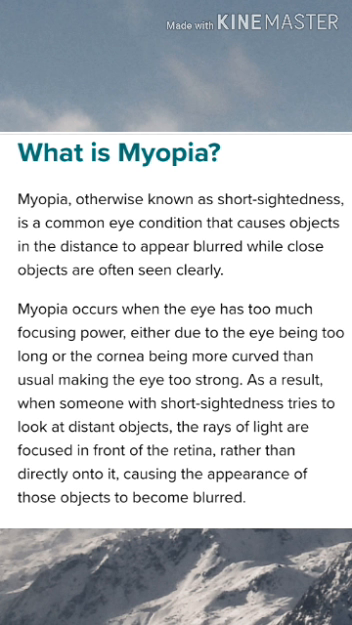As a result, when someone with short-sightedness tries to look at distant objects, the rays of light are focused in front of the retina rather than directly onto it, causing the appearance of those objects to become blurred.